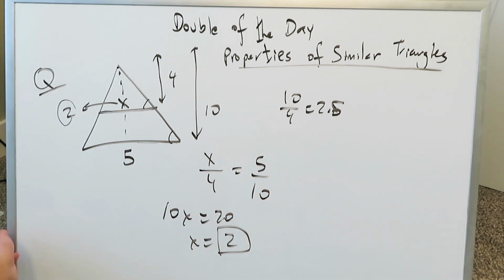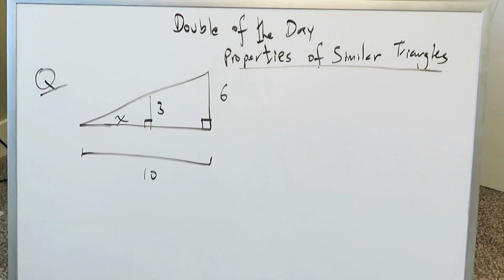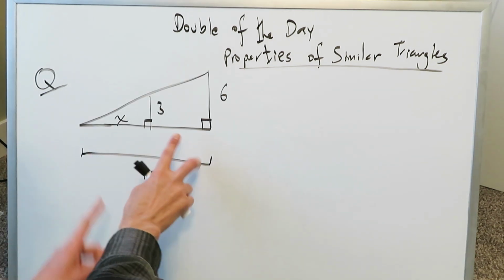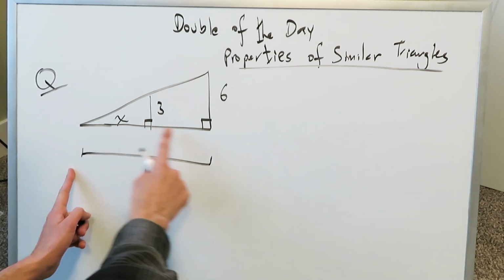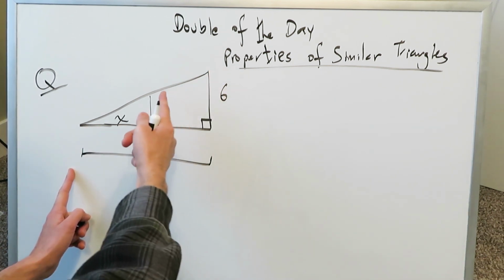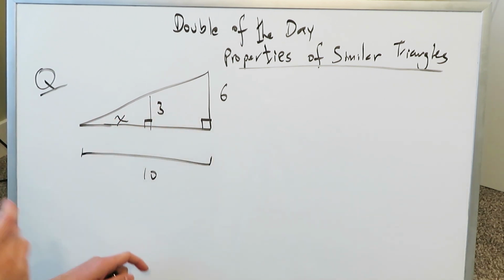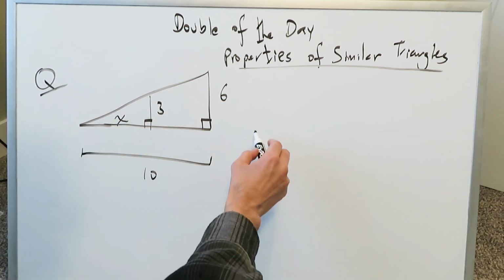Let's look at one more question. In this particular example, we have similar triangles drawn, but they end up being right triangles. We have a large base over here, 10, we have a height here 6, we have a height here 3, and we have to find that specific base. How do we have similar triangles here?